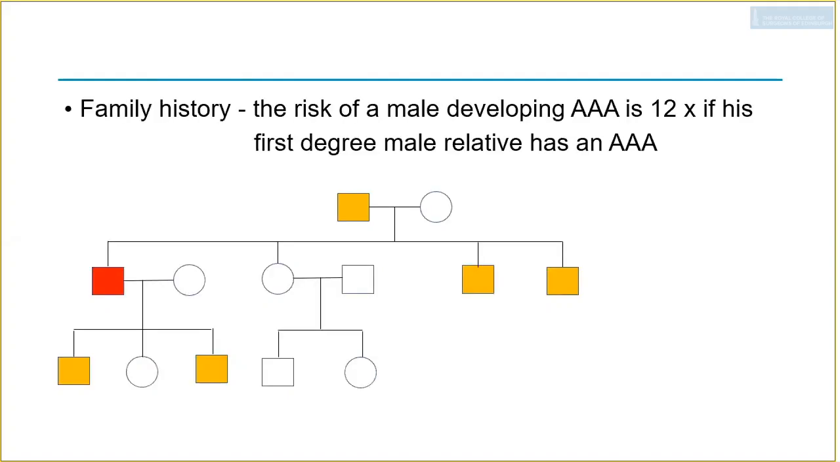So it is important that if you have a patient with an abdominal aortic aneurysm, don't forget to warn their first-degree male relatives, when they get to the age of 50, to at least have an ultrasound scan to show or disprove the presence of an abdominal aortic aneurysm.